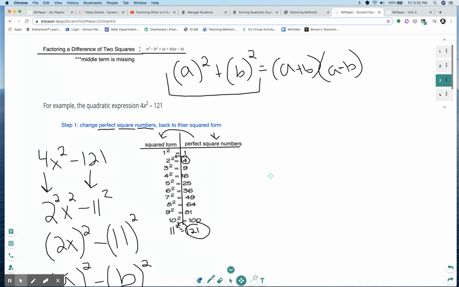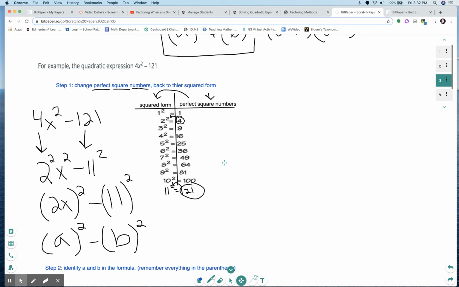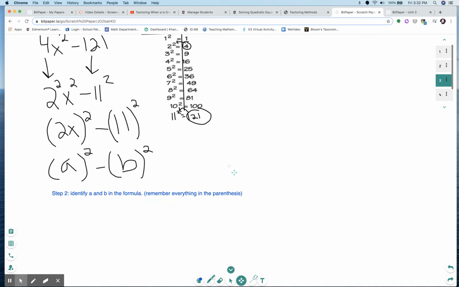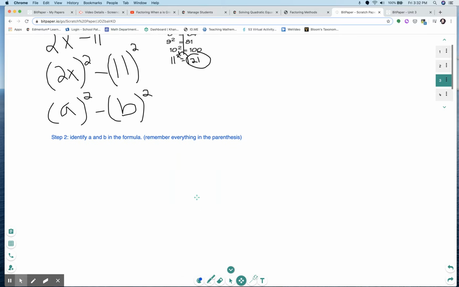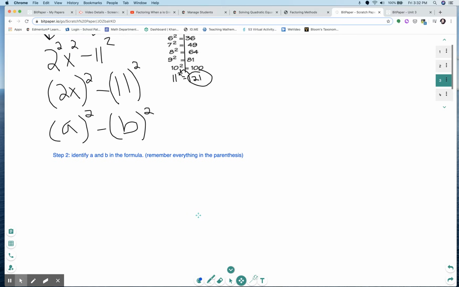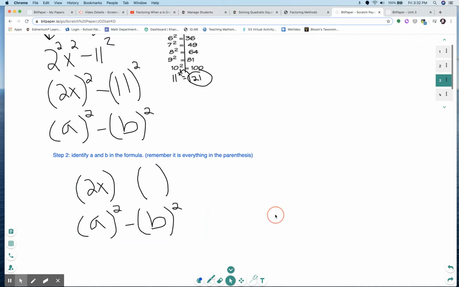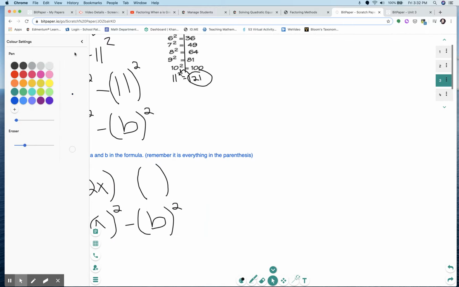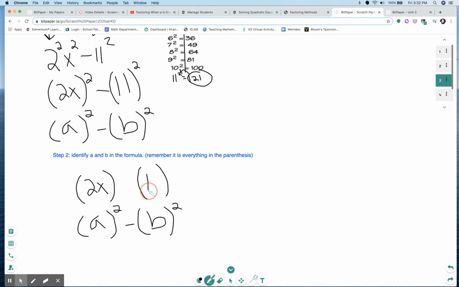Now you can see that we're all in a nice flow. We have the title, we have the formula, we have step 1, we have all this written down, and now we're on step 2. Step 2, identify A and B in the formula. Remember, it's everything in the parentheses. I'm just going to copy and paste this last part from above. I missed an 11 and a squared, and a minus sign. Okay, so now I have this set up.